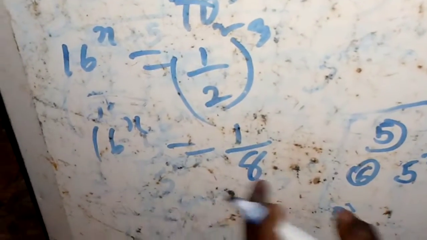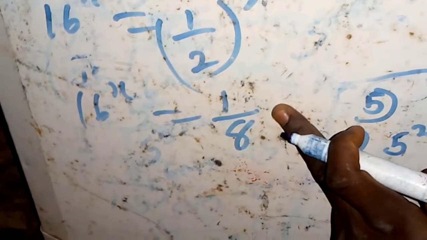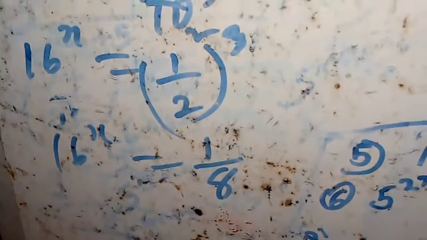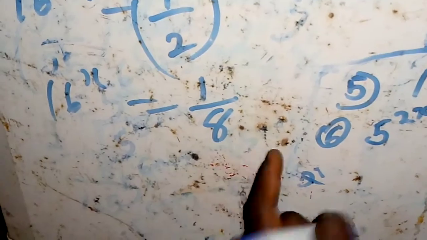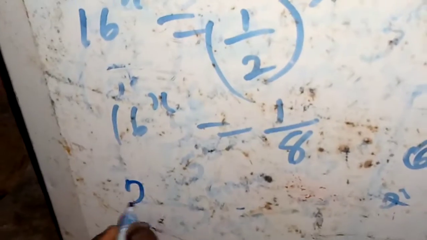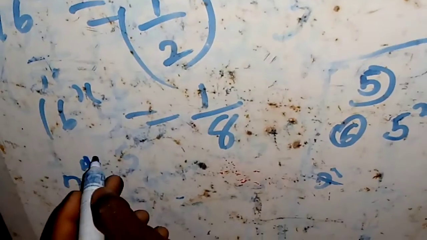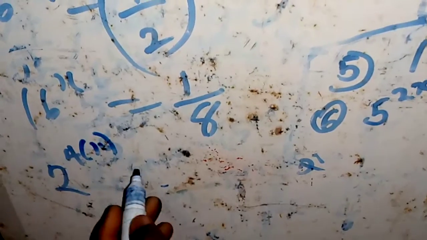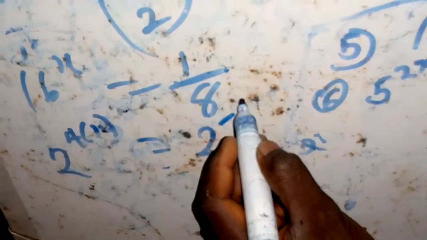So looking at this, what can I do to put it in the same base? This doesn't have a power, so we need to put it in the same base. What base can I use in order to get the same base? You must know that that's 2 raised to the power 4. So 2 raised to the power 4 will give us what? 16. So your x in bracket equals 2 raised to the power, this division turns to minus, then 3.